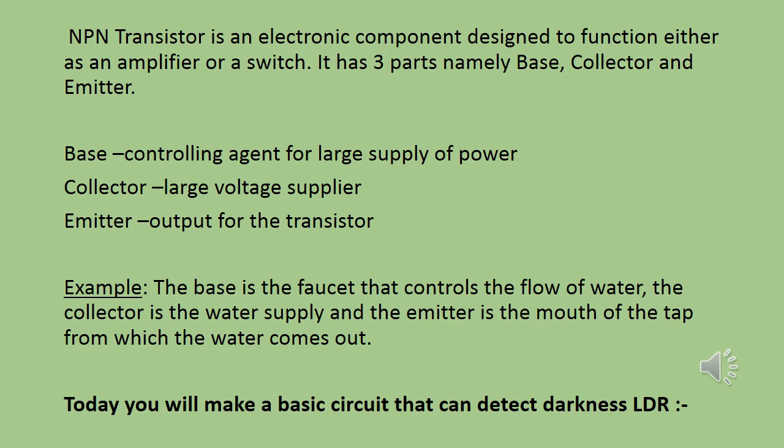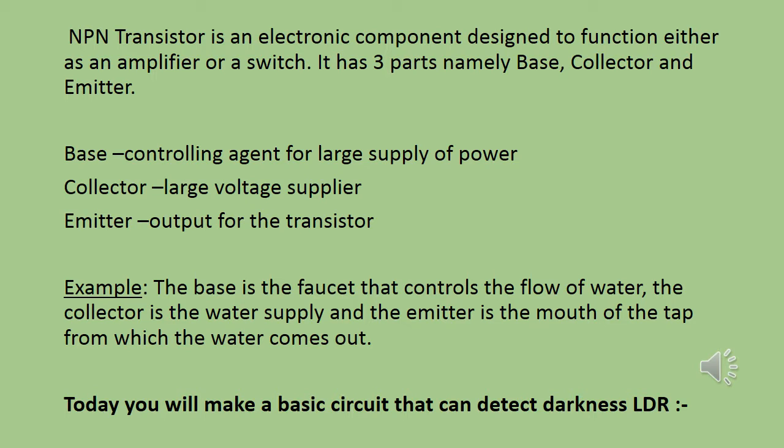An NPN transistor is an electronic component designed to function either as an amplifier or a switch. It has three parts, namely base, collector and emitter. Base, controlling agent for large supply of power; collector, large voltage supplier; and emitter, output for the transistor. For example, the base is the faucet that controls the flow of water, the collector is the water supply, and the emitter is the mouth of the tap from which the water comes out.